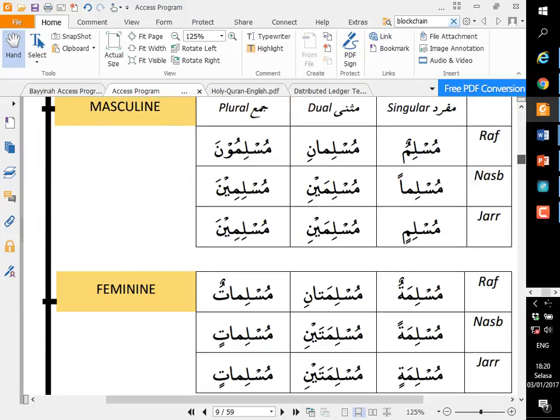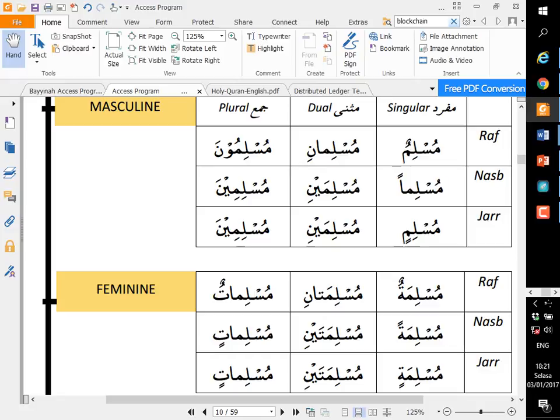Let's see the chart. This is how you know the ending and how to differentiate between the rafa, nasab, and jar. I think it can be memorized easily because it has a pattern, right? Muslimun, musliman, muslimin, muslimani, muslimaini, muslimaini, muslimuna, muslimina, muslimina. These four, like muslimaini, have the same form, right? This also has the same form, right? So you can memorize it easily. If the word is muslim, the rafa status is muslimun, the nasab is musliman, the jar is muslimin.